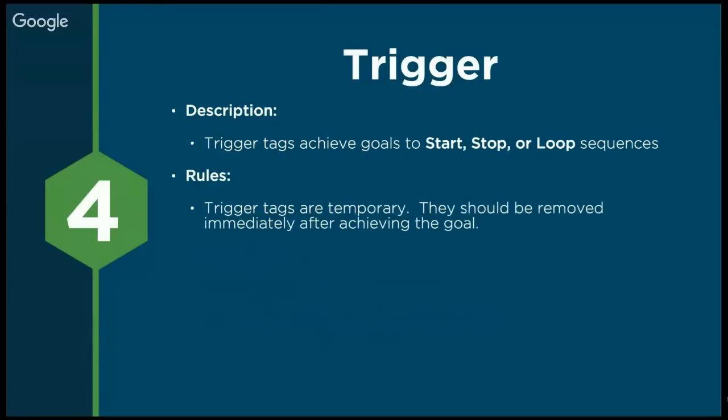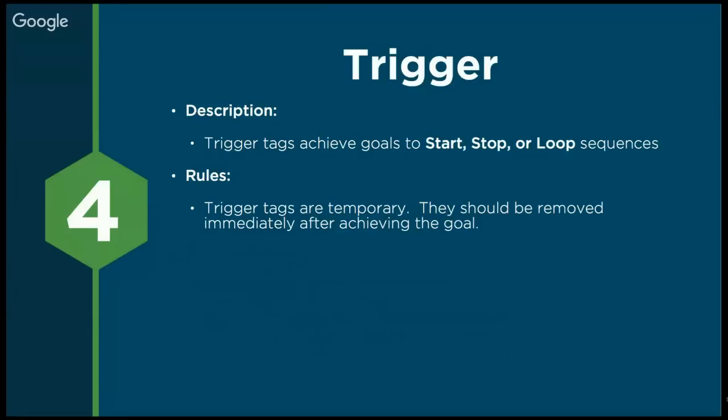Okay, so the rules here. Trigger tags are temporary. They should be removed immediately after achieving the goal. So if you use a tag to achieve a goal, when they go into that next sequence, the very first thing you should do is remove that tag. Why? So it could be applied again and the goal could be achieved again.